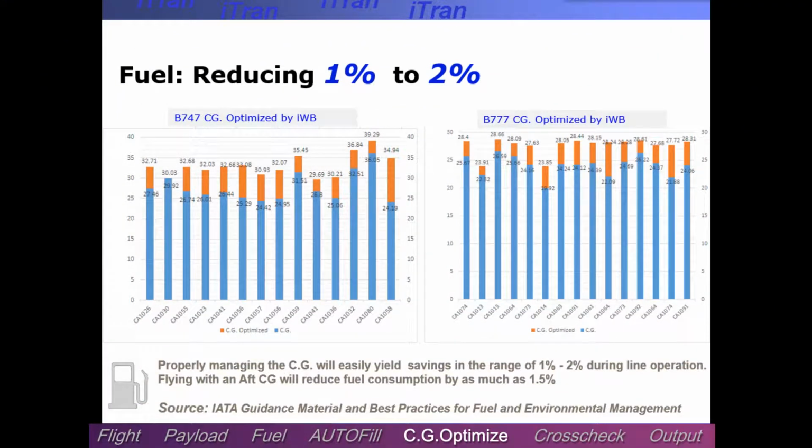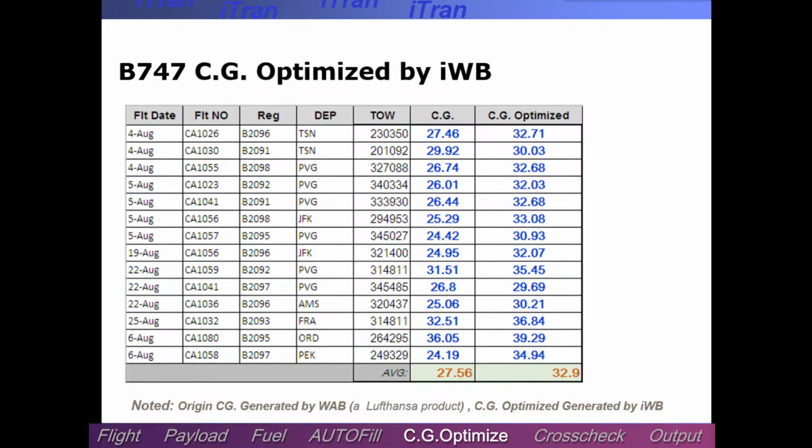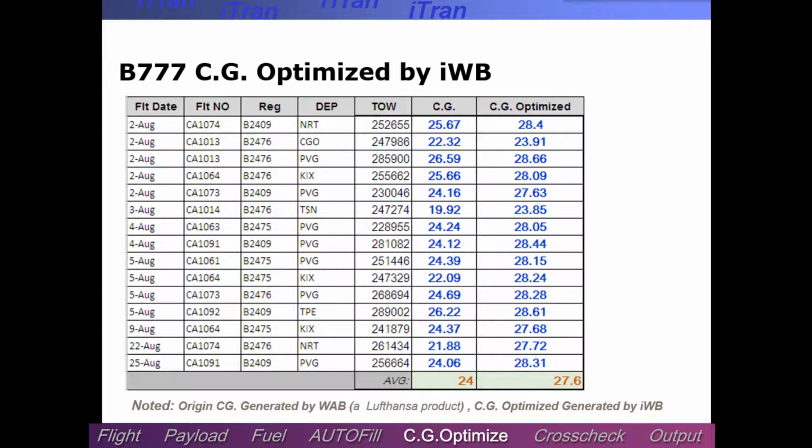According to the testing by Air China Cargo and the calculation that Boeing provided, iWB can economize up to 2% fuel cost for 777 and 747 compared to manual weight and balance.